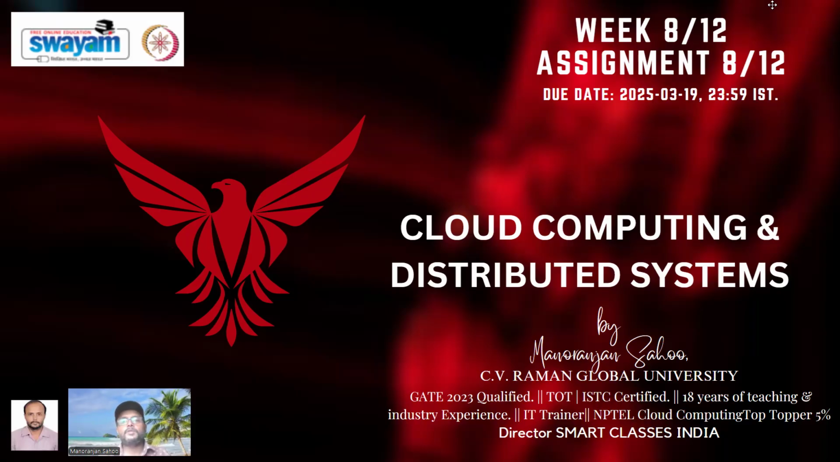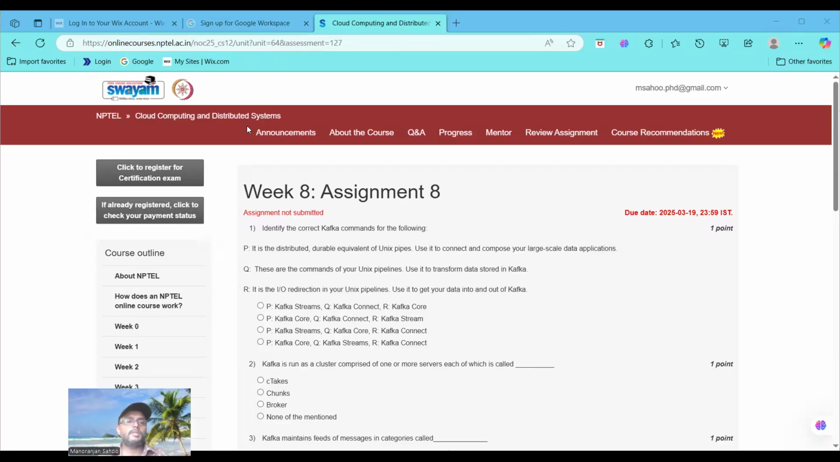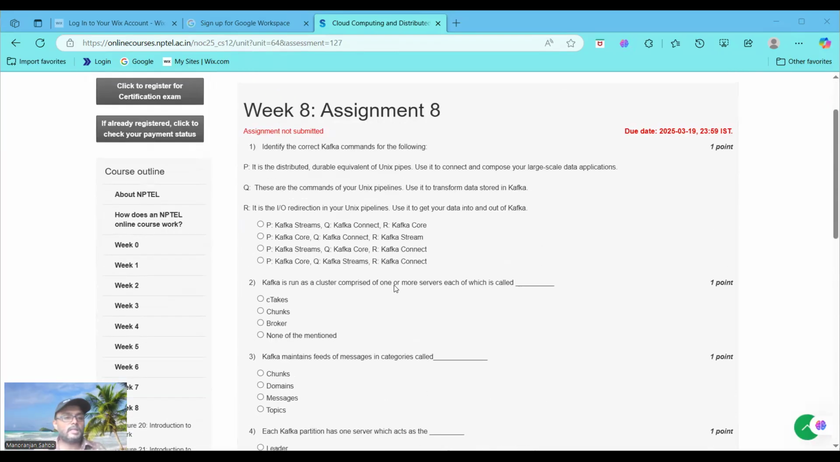Let's start the Cloud Computing and Distributed Systems week 8 assignment 8, whose due date is 19 March 2025. Okay guys, now let's start to solve the questions. You can see this is Cloud Computing and Distributed Systems NPTEL, and the last date is mentioned here. In week 8 assignment 8 there are about 10 questions, and we will try to attempt the 10 questions one by one. Let's start the first question here.